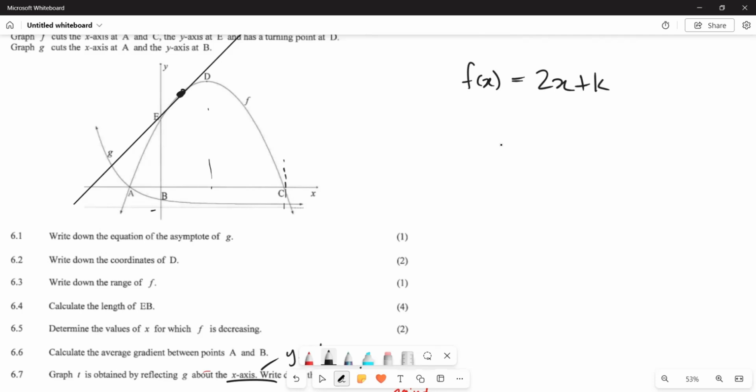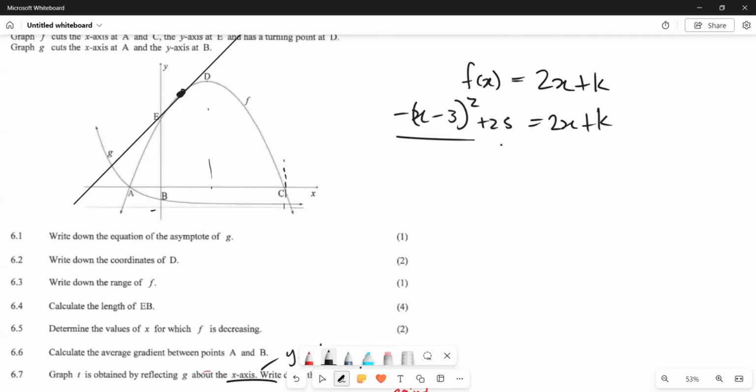So which means now negative (x subtract 3) squared plus 25 is equal to 2x plus k, because this is the point of contact, right? So where both of these graphs are equal to each other. Now let's try and solve this side first.